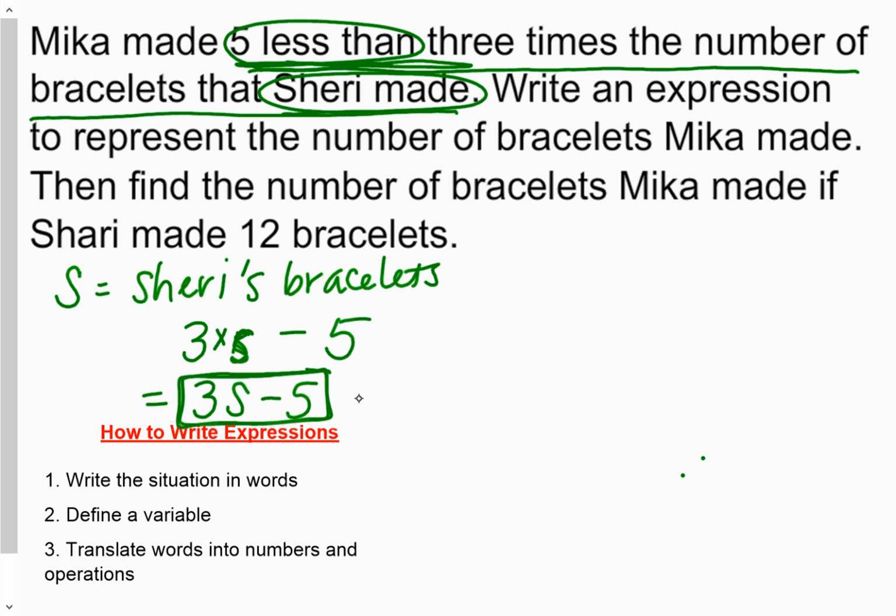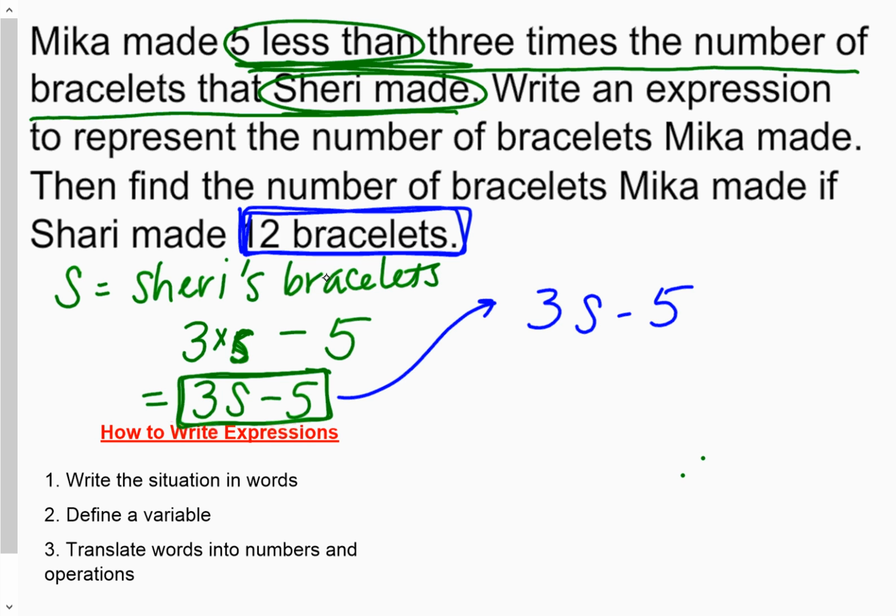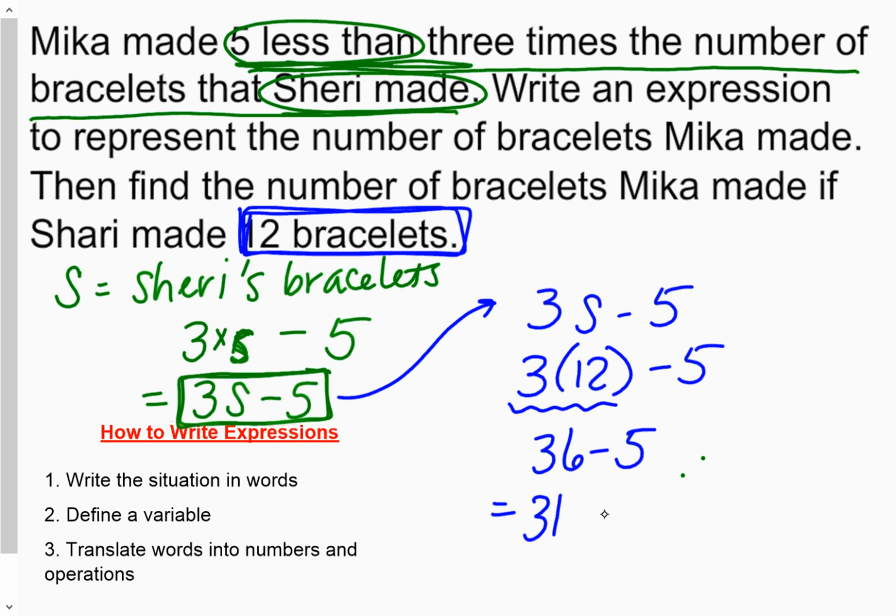Now what we want to do is substitute our values because they told us that Sherry made 12 bracelets. So all we're going to do is now just substitute 12 wherever we see S. So 3 times 12 minus 5. Order of operations tells us to do multiplication first. So we have 36 minus 5, and that equals 31 bracelets.